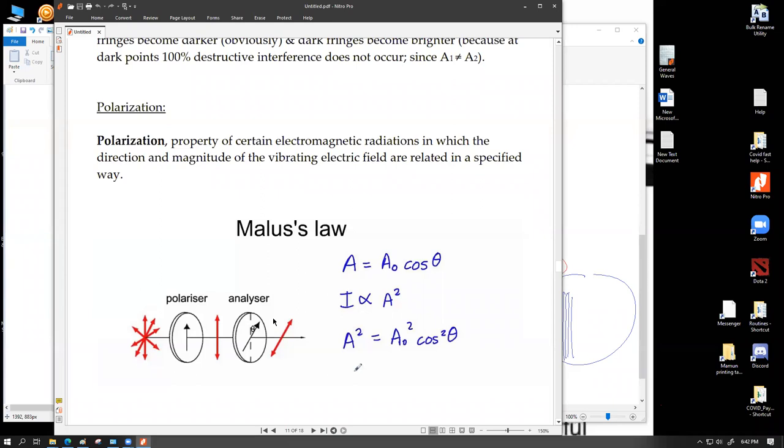But whenever we start to introduce an angle, it is going to start to absorb more light. How much amplitude is allowed to pass through depends on the cosine ratio, and theta is the angle between the two polarizers. This is just a relationship for A, because we just squared this equation.